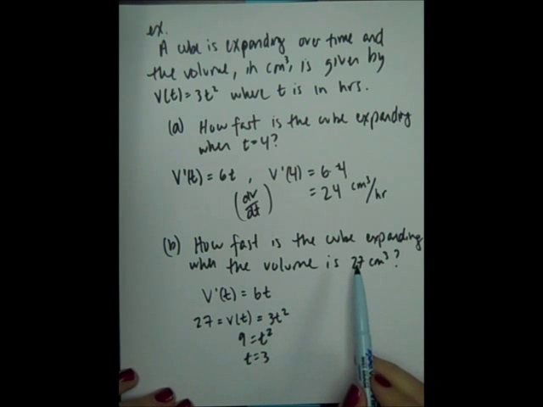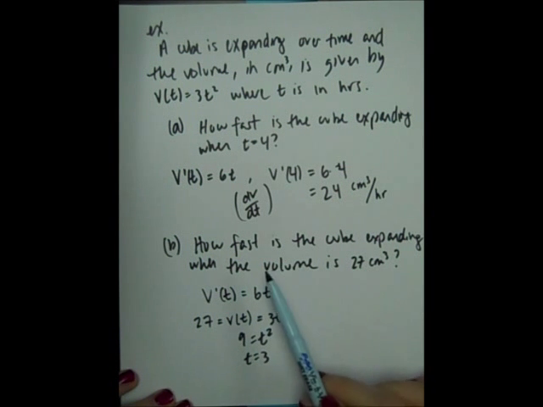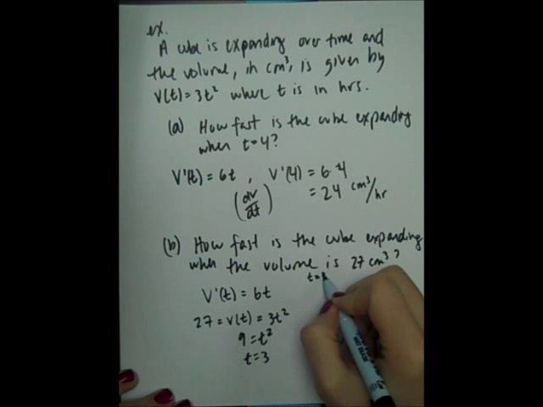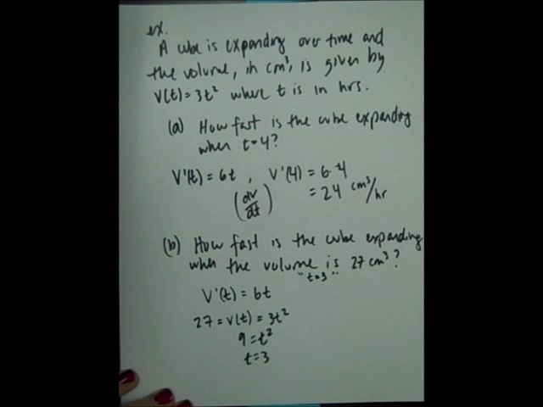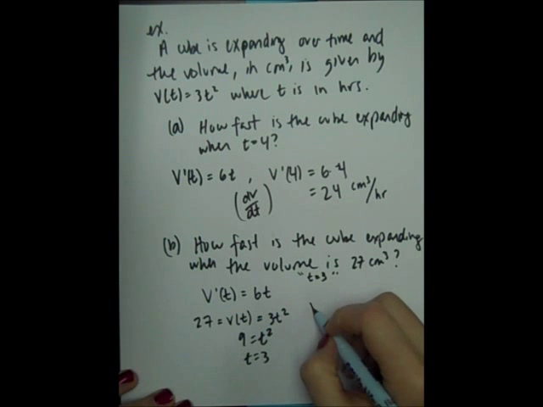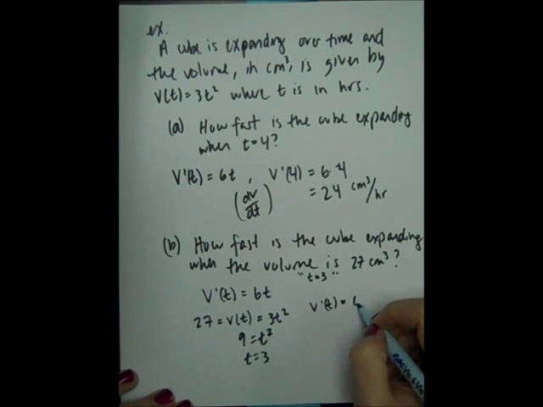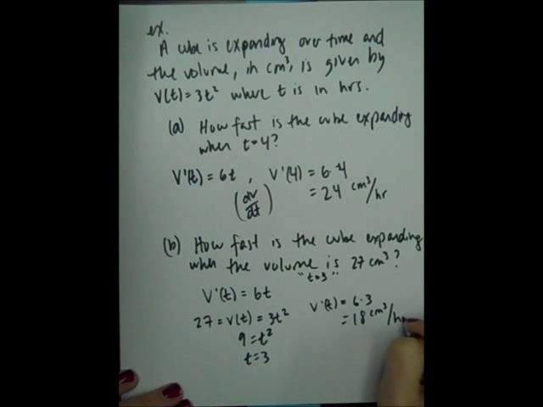So saying how fast is the cube expanding when the volume is 27 cubic centimeters is the same question as saying how fast is the cube expanding when the time is 3. This is exactly the same thing, because we solved when is the volume equal to 27, and that was when time is 3. So what is the derivative at 3? 18, and we already found the units. That was cubic centimeters per hour.